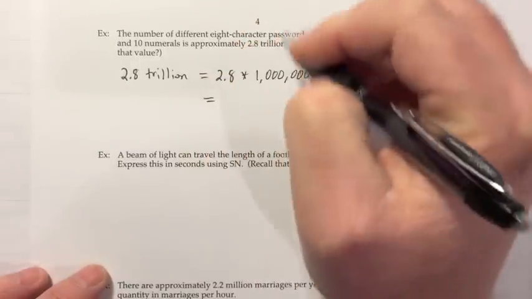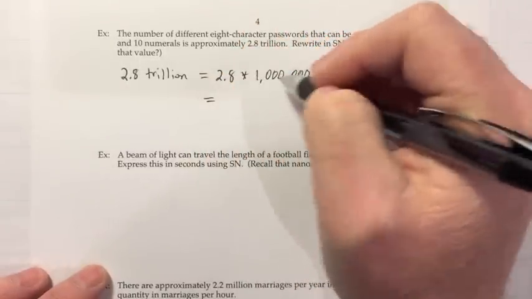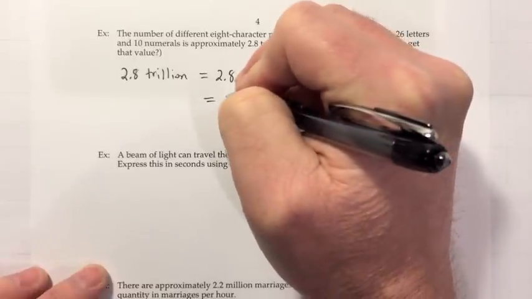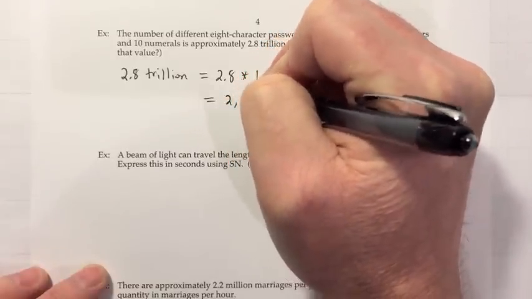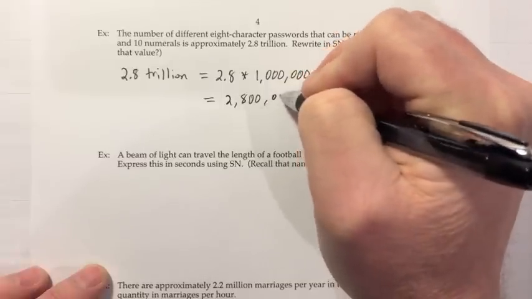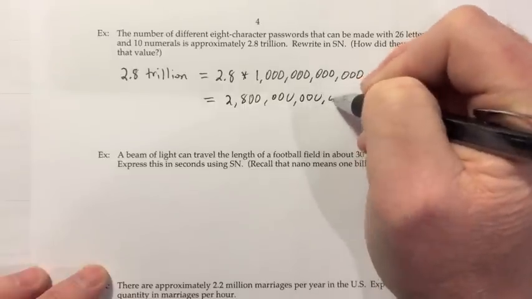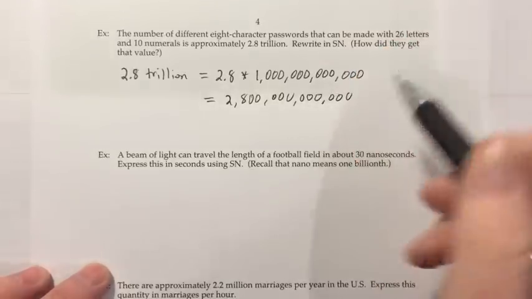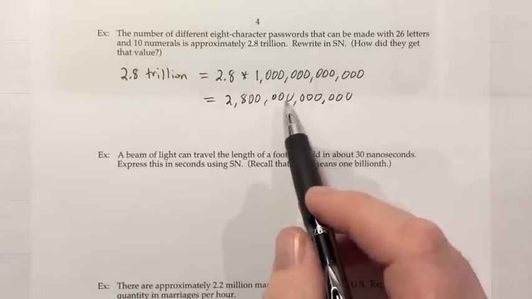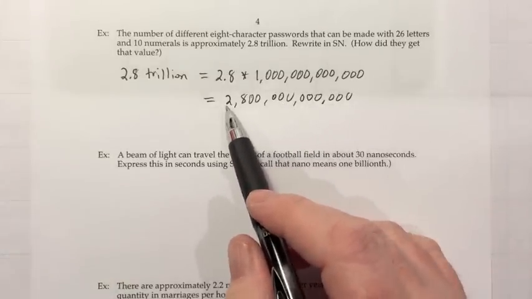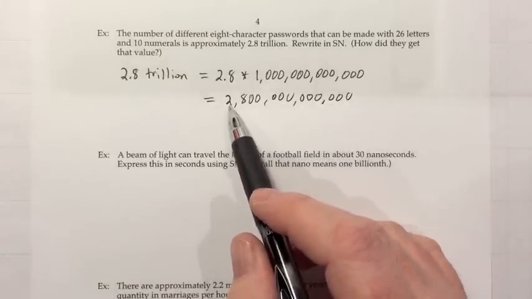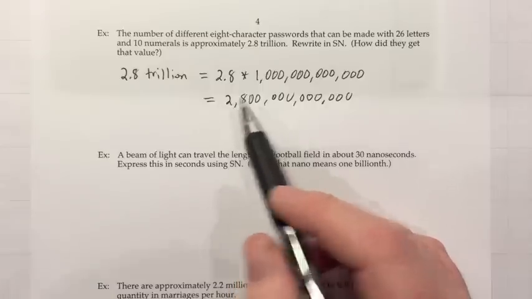So if we multiplied that together, the 2.8 times this really long number, we're going to get 2, 8, 0, 0, 0, 0, 0, that's those 3 zeros, and then 0, 0, 0. So just to make sure that's trillions, right? We have millions, billions, trillions. So just a little over 2 trillion, so 2.8 trillion.